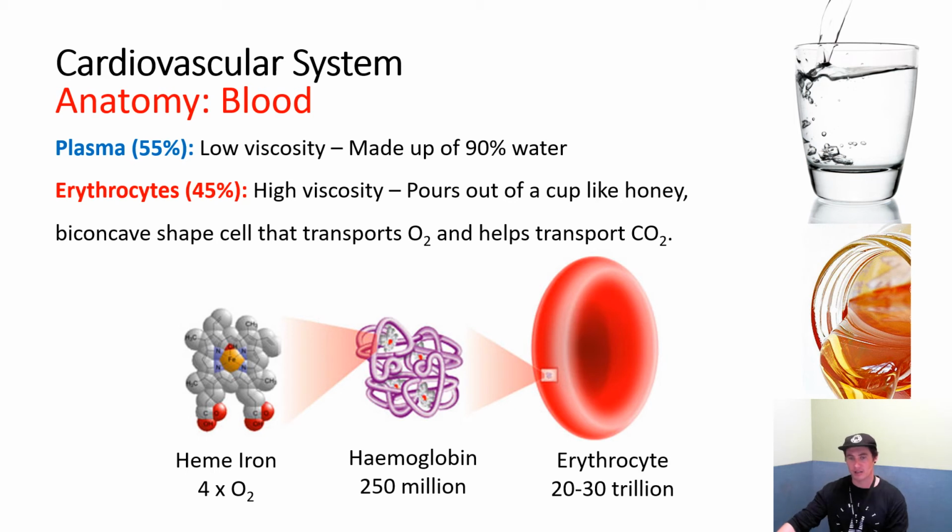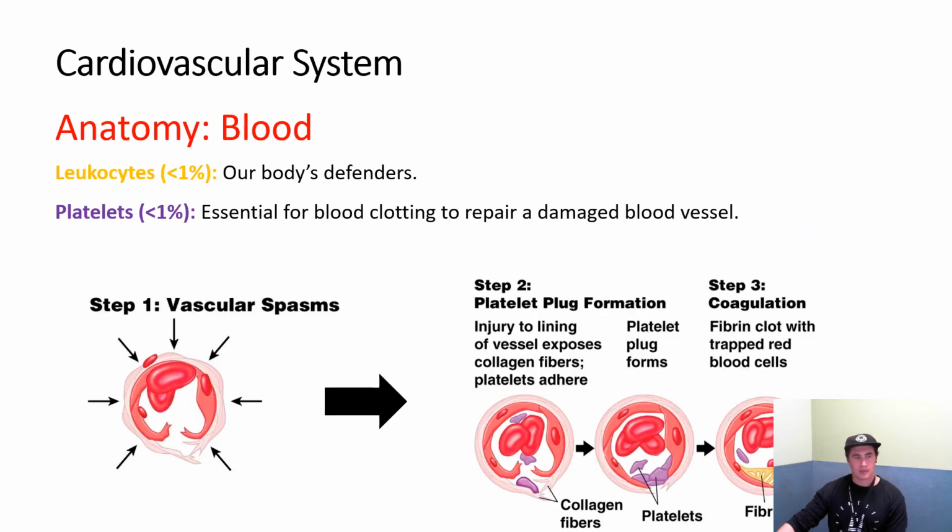Each of those red blood cells can hold 250 odd million hemoglobin proteins, and each hemoglobin protein can bind with 4 different oxygen molecules. So that just shows you the capacity for oxygen carrying that your red blood cells have. Leukocytes, they're our body's defenses. We'll look at that in the last part of this block of content. And then platelets are essential for clotting blood and repairing damaged vessels.